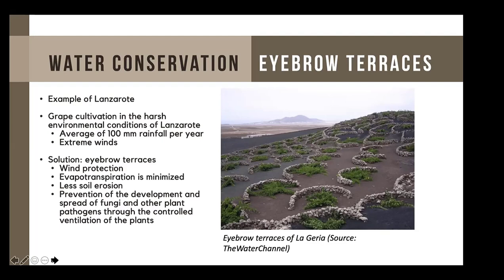Yeah, so you can see in this image, the eyebrow terraces protect the vines against the wind and they minimize evapotranspiration, and they maintain the soil moisture as much as possible. So the eyebrow terraces also reduce soil erosion and prevent the development and spread of fungi and pathogens. So with the help of these eyebrows, the farmers are able to cultivate their vine grapes in an environment that's really not suitable for it. So they can really make a difference.